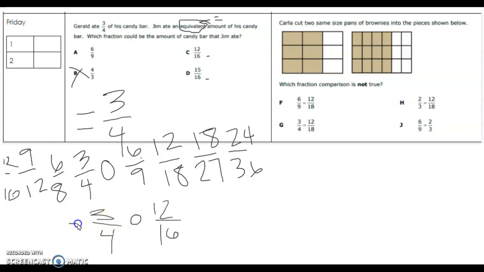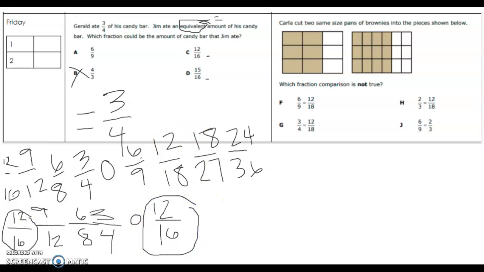So 4, 8, 12, 16. Now let's count by threes for the numerator. 3, 6, 9, 12. Oh, look at that. 12/16 compared to 12/16. So if 12/16 is equal, so they're the exact same thing, if that's equal to 3/4, 15/16 cannot be equal to 3/4. So our answer is C.